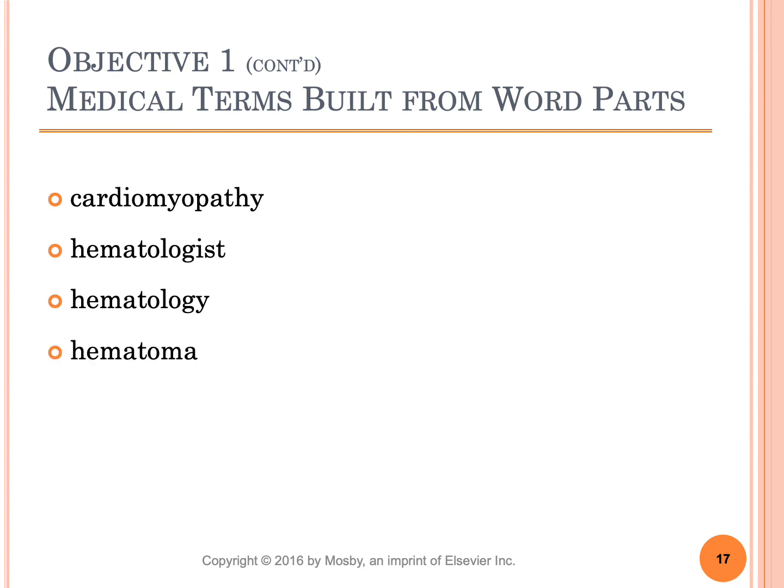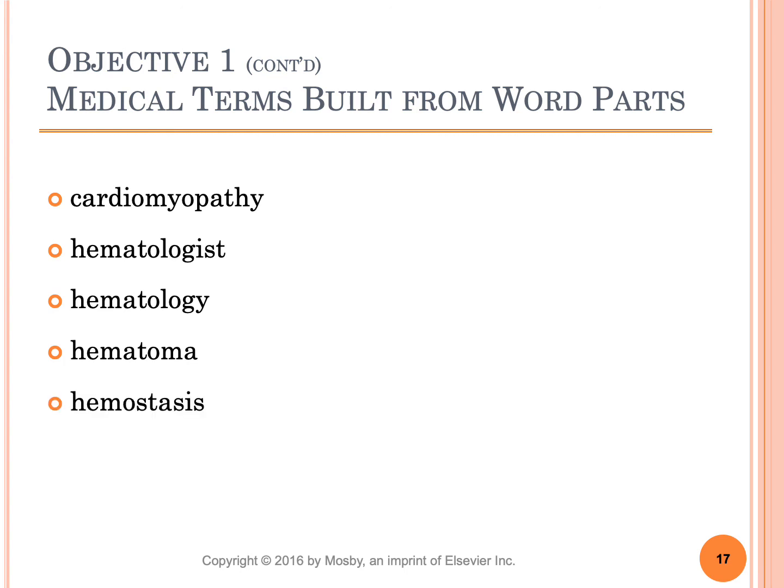A hematoma, or sometimes we call them hematomas. But this is basically a blood clot that is in the tissue or the skin. So if you ever had a bruise, then you had a hematoma.